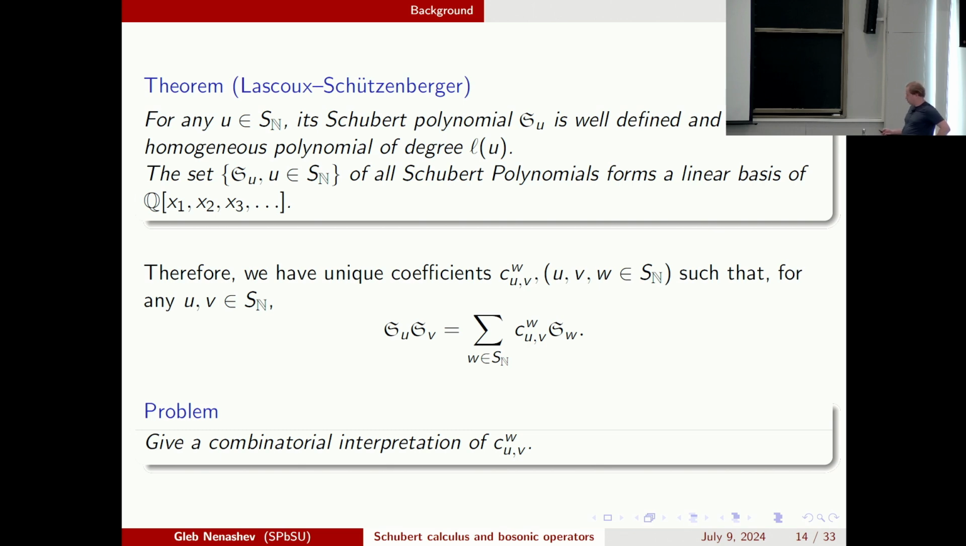Okay, and Schubert polynomials form a linear basis. It's easy to check because, again, if we consider a good order, then we will get that the leading terms of all Schubert polynomials are distinct. So it's definitely a linear basis, and they are all possible. So the product of two Schubert polynomials is a sum of other Schubert polynomials with some coefficients. And it's a big combinatorial problem to give an interpretation of these coefficients.